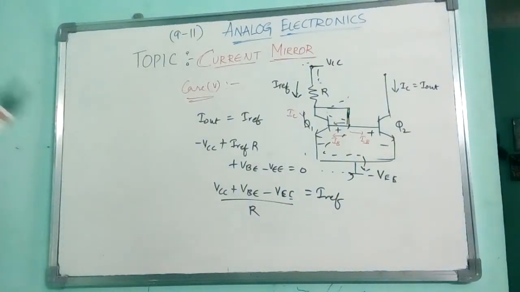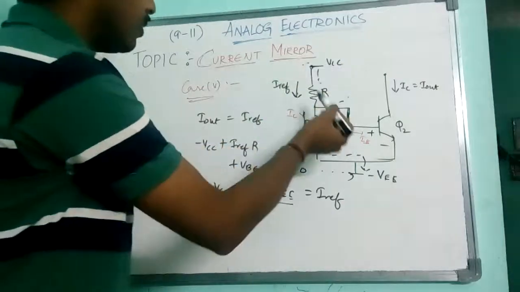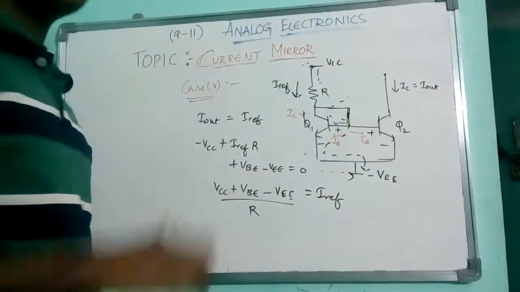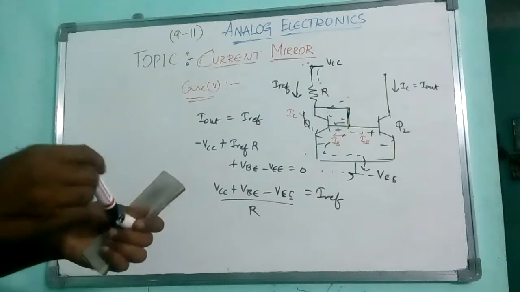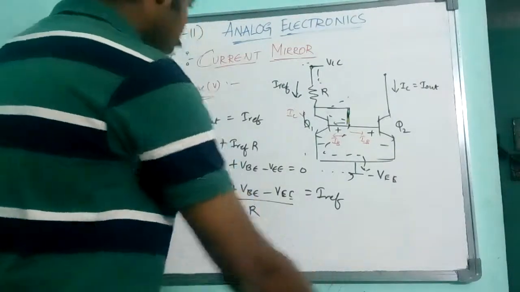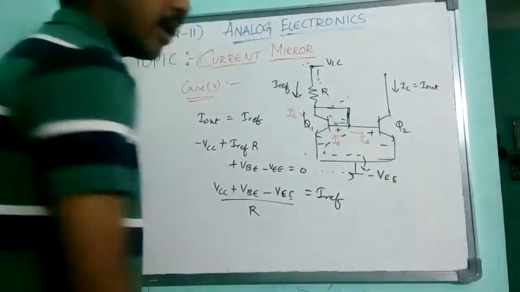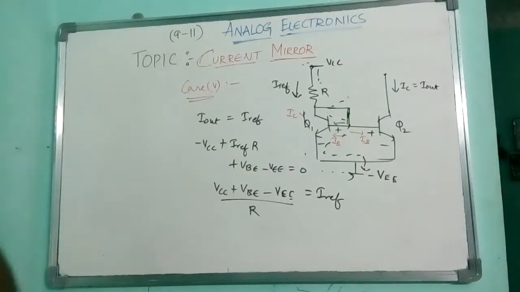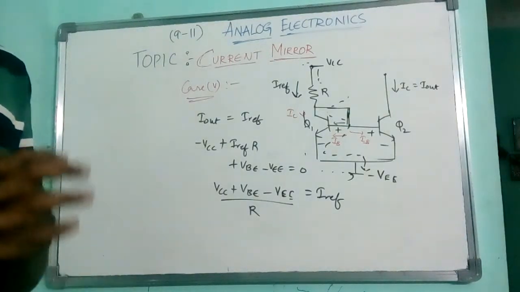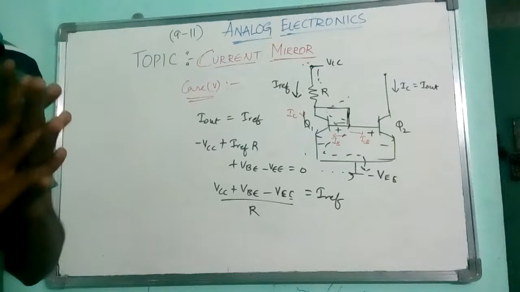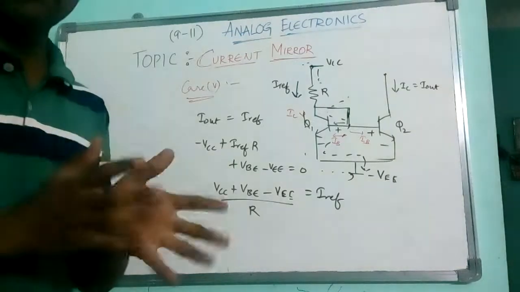This is the equation for I reference whenever two voltage sources are connected, that means two individual supplies. So these are the important 5 cases of current sources, that means current mirrors. In the next lecture we'll see what a Widlar current mirror is. Then we'll go to the problems. That's all for this video. Thank you.